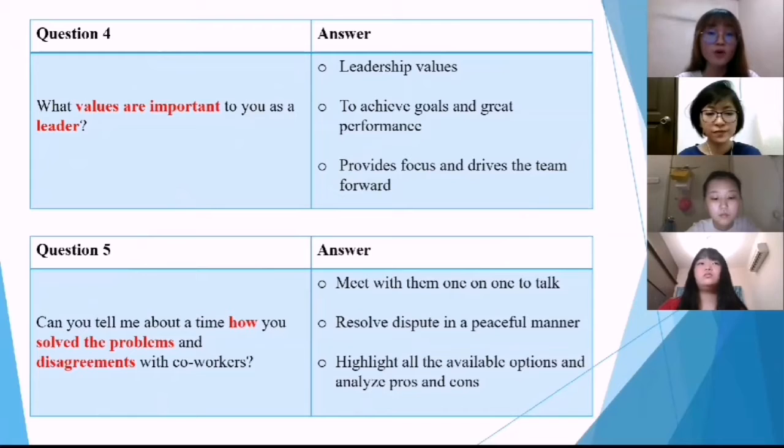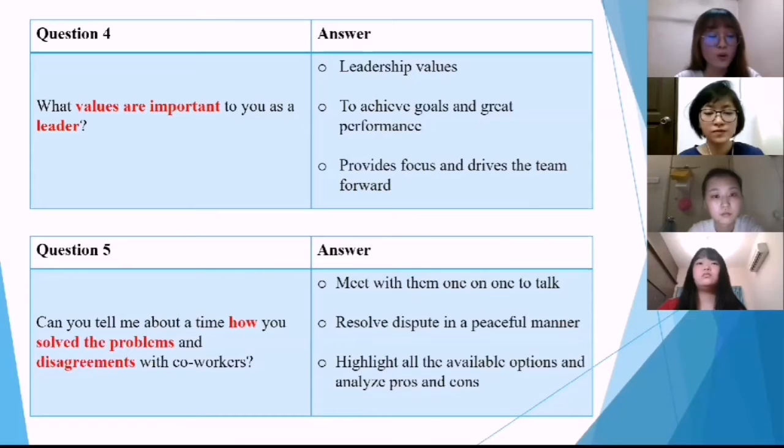The fourth question was about the most important value as a leader. The leader said that leadership values are most important because they can help her subordinates to determine how they will achieve their workplace goals and great performance. She always practices her leadership skills to influence, motivate, and guide her subordinates to discuss and make any important decision in the project. She also provides focus and drives the team forward by clearly defining goals and explaining objectives to ensure her subordinates understand the end goals they are working to achieve.